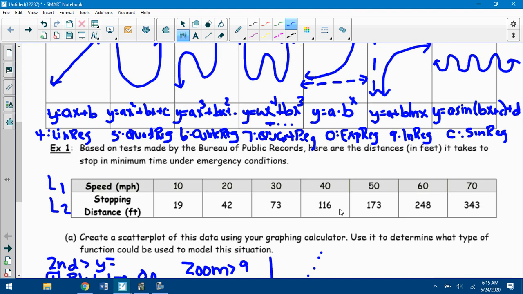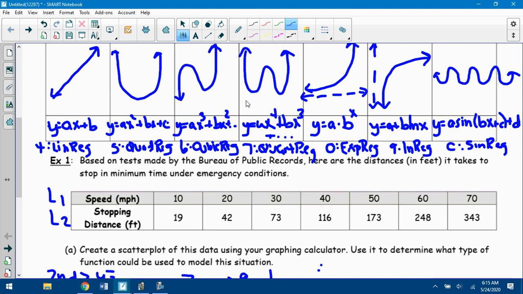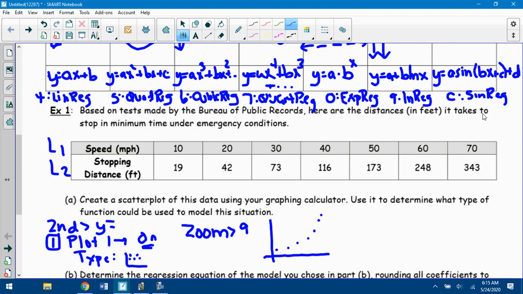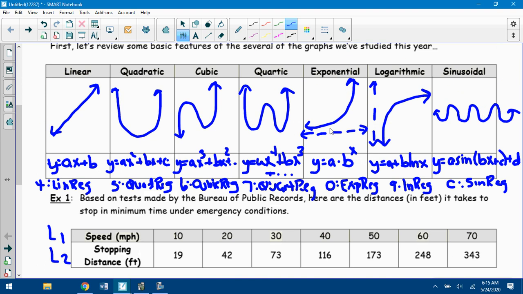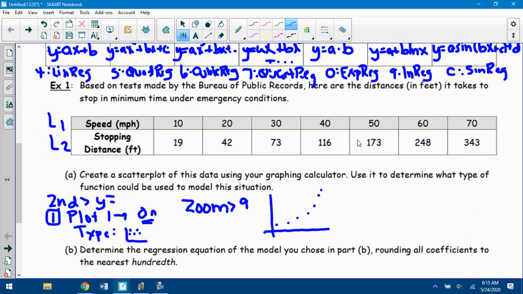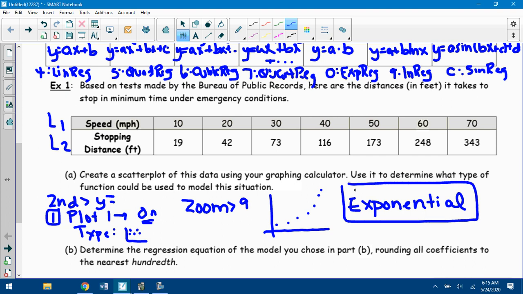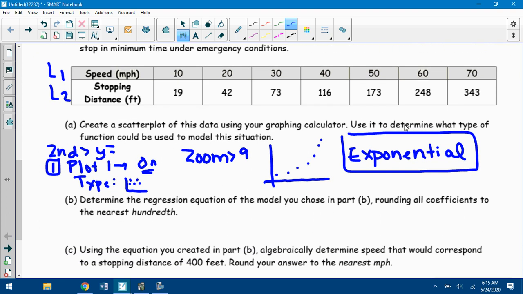So based off of our pictures, which scenario does that look most like? Let's say exponential, right? So I'd say exponential is the one we want to use here. Okay, so now that I did that, we want to determine the regression equation for the model we chose in point B, rounding all coefficients to the nearest hundredth.